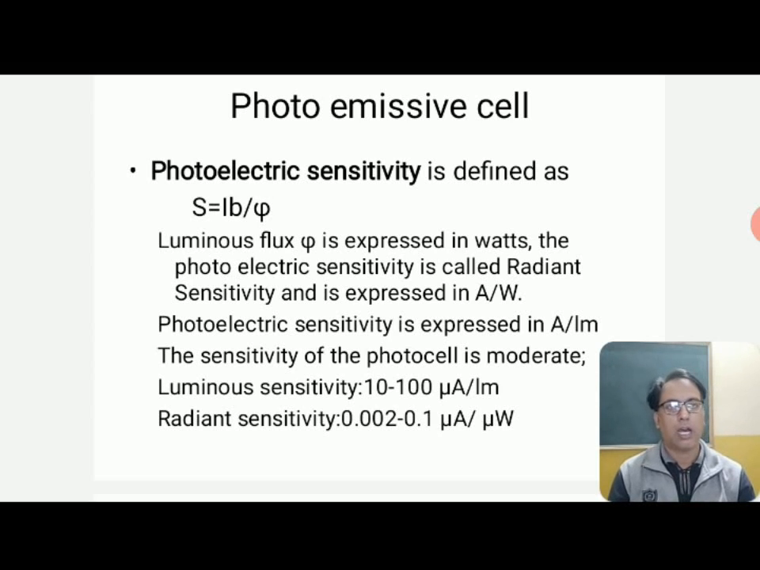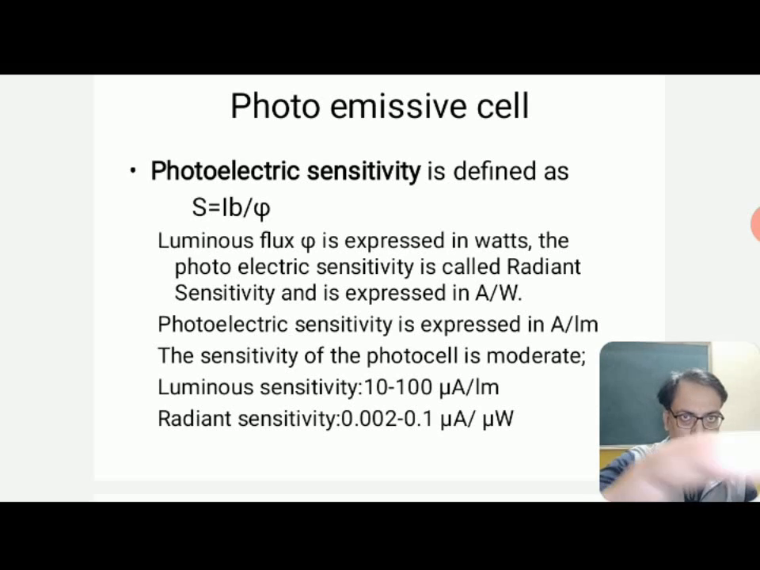This is a current per unit luminous flux. Photoelectric sensitivity in the photometric unit is ampere per lumen. The sensitivity of a photocell is moderate. Normally luminous sensitivity is 10 to 100 microampere per lumen, and radiant sensitivity is about 0.002 to 0.1 microampere per microwatt.